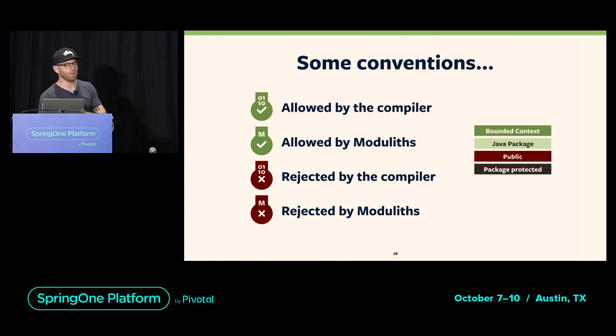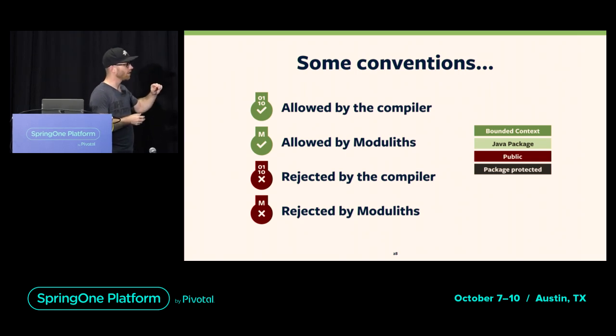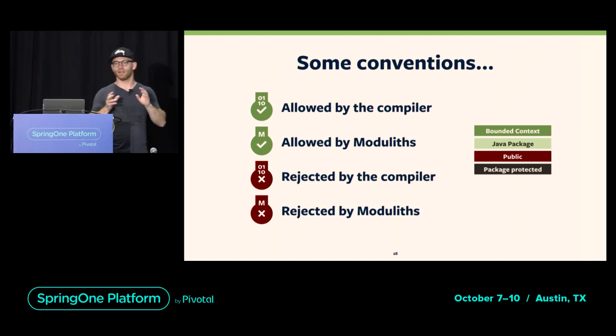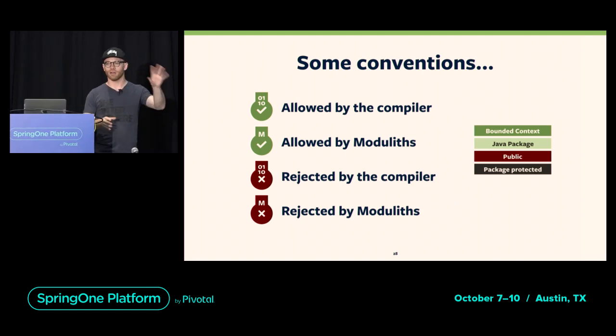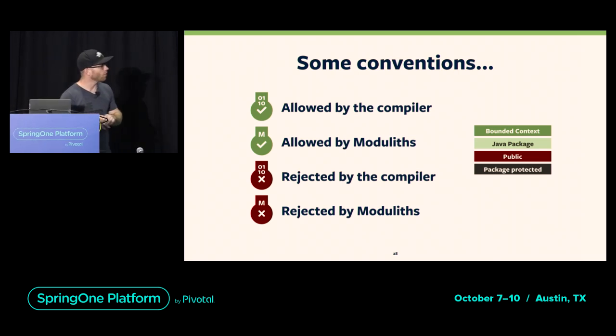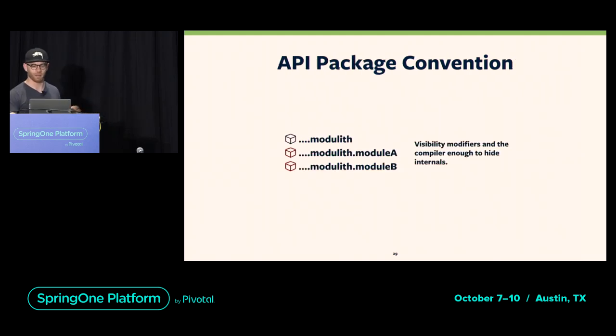There are a couple of additional features in Modulith in the verifications that come in handy here. So just to get you started with some conventions that I'm going to use on the following slides. There are green medals for we allow something, and red medals for we reject something, and that 0110 thing is the compiler, and that M thing is Modulith, right? And color codes: green bounded context, Java package, public, package protected. You'll see that in a bit.